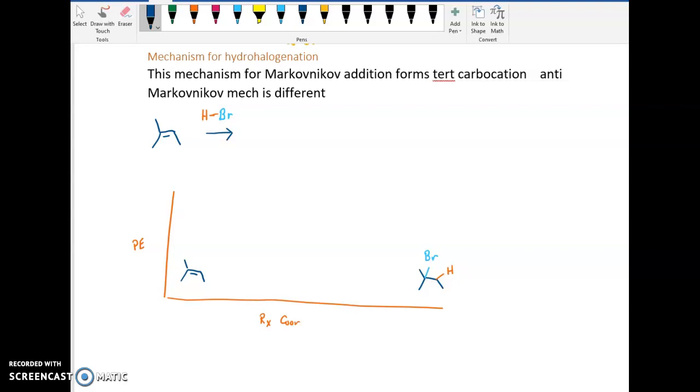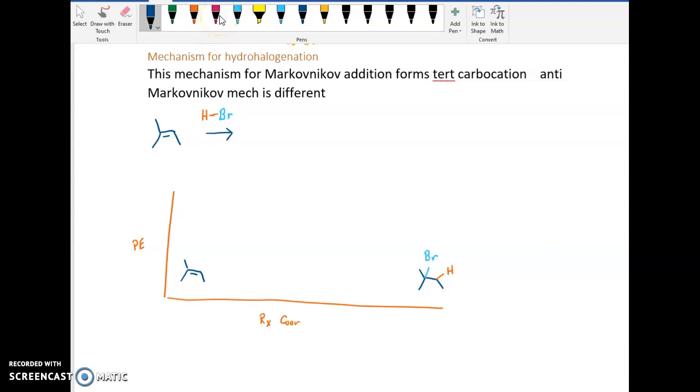So now we're going to look at the mechanism for the Markovnikov addition. That's where the halogen is going to go with the more substituted carbon. We are not going to look at the anti-Markovnikov mechanism right now because it involves a free radical, and we'll have that later. Okay, so here's the mechanism.